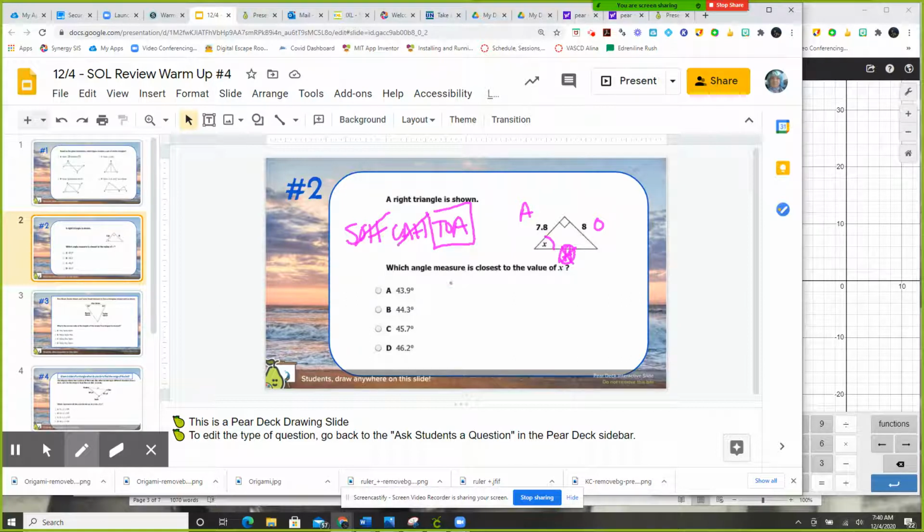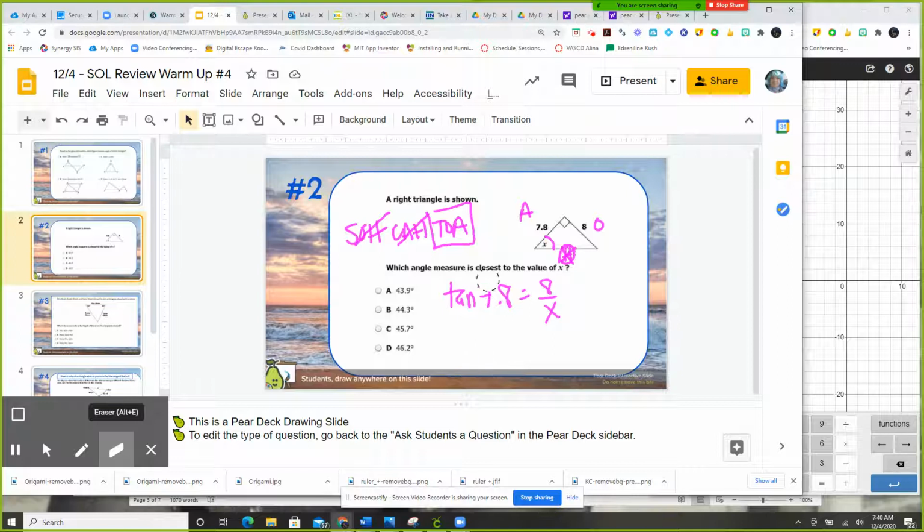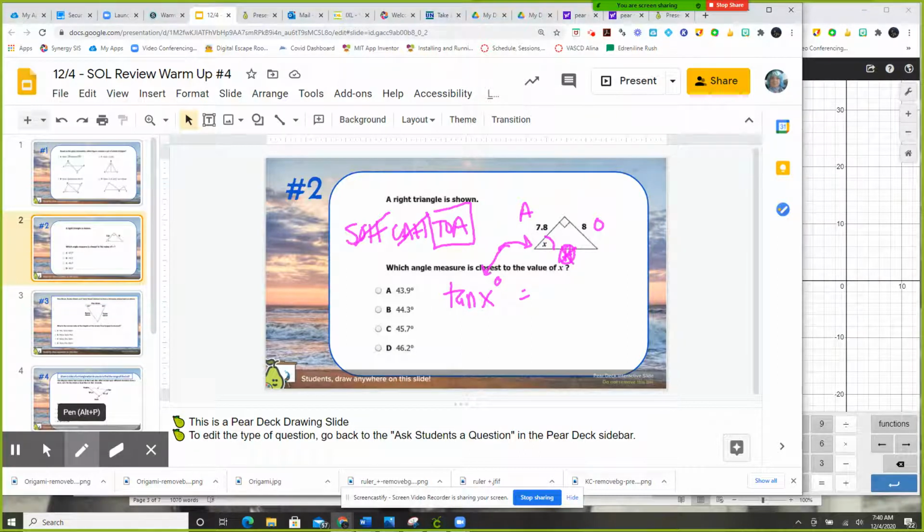Lots of people started writing it tangent, and then I saw this. What's wrong with that? What do I need to change? What did I do wrong? It's supposed to be tangent and then an X instead. It is. So in fact, instead of writing it down here, let me just erase it. What always goes next to the tangent, sine, or cosine? The angle. So the angle always goes next to that sine, cosine, or tangent. And then we make our fraction O over A.